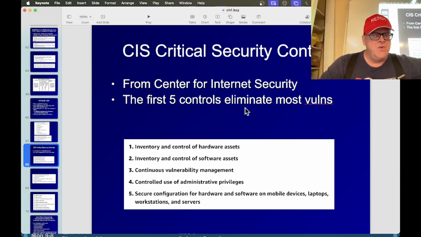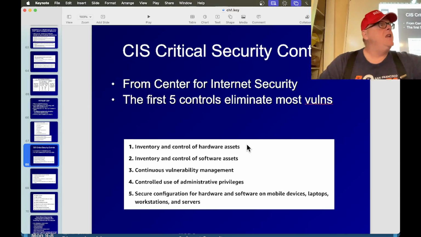All right, and so there's critical security controls. These are the first 5 controls that eliminate most vulnerabilities. Inventory and control your hardware assets. This sounds easy, and it's not at all.